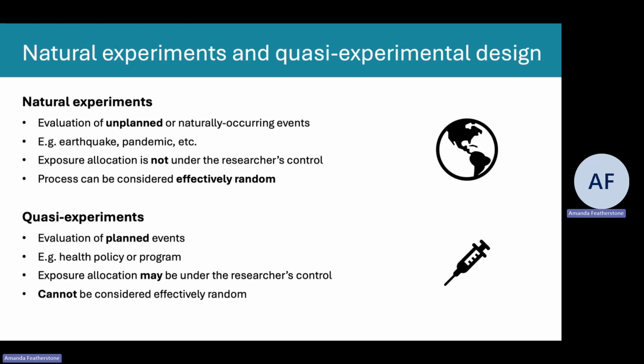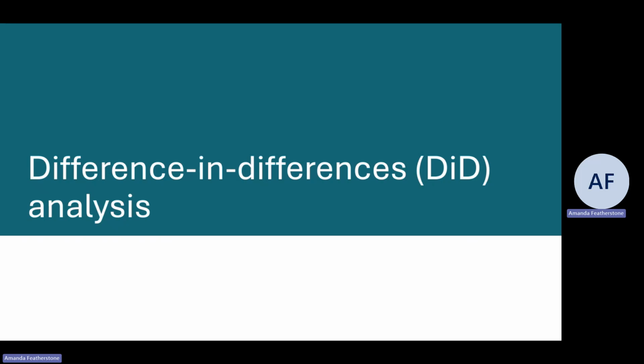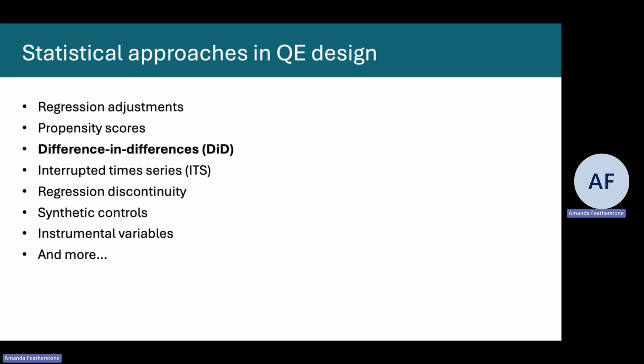Quasi-experiments, on the other hand, are evaluations of planned events, such as policies or programs aimed at influencing an outcome. Here, the researcher may be able to influence exposure allocation, and given that this is therefore a non-randomized experiment, it does not resemble a random process. So a difference in differences analysis is a type of analysis that can be employed in a quasi-experimental design. There are other statistical approaches that can be used, such as propensity scoring, interrupted time series, or regression discontinuity, but today I will just be focusing on difference in differences.